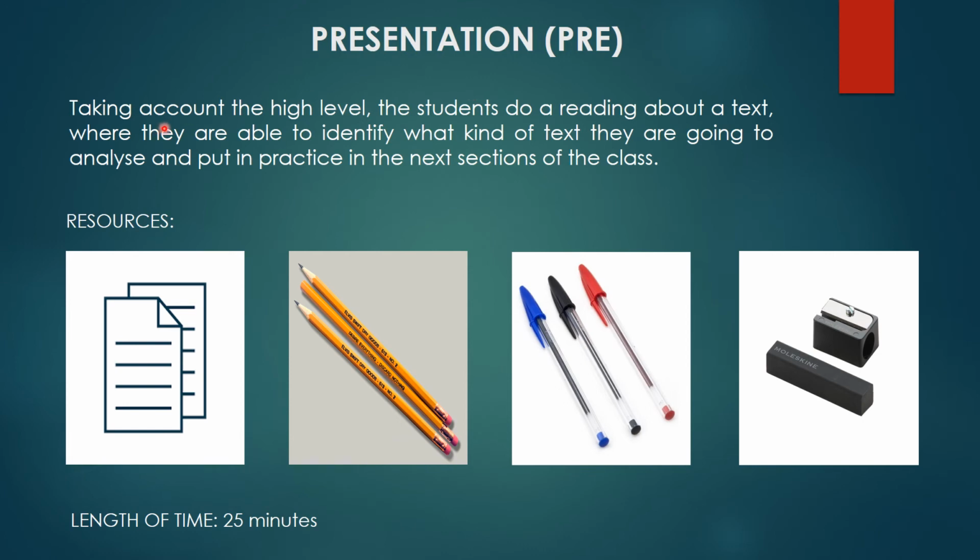Presentation. Taking into account the high level, the students do a reading of a text, where they are able to identify what kind of text they are going to analyze and put into practice in the next section of the class. The idea of this presentation is that they can identify what kind of text they are going to read. The resources for this activity are documents, pencils, pens, erasers, and sharpeners. The length of time: 25 minutes.